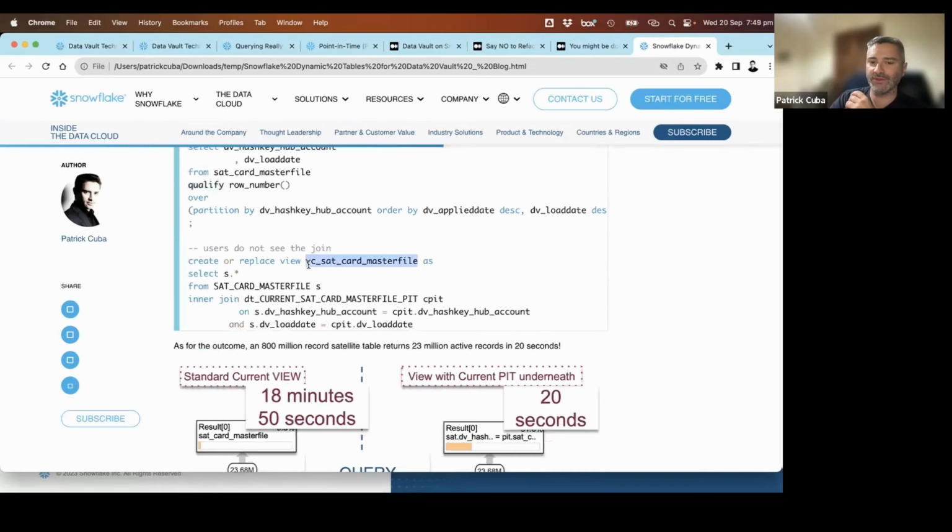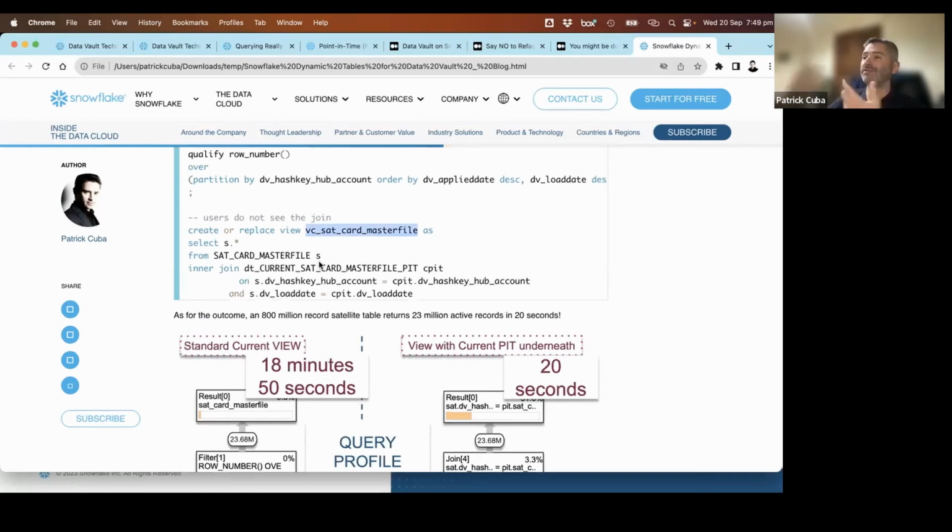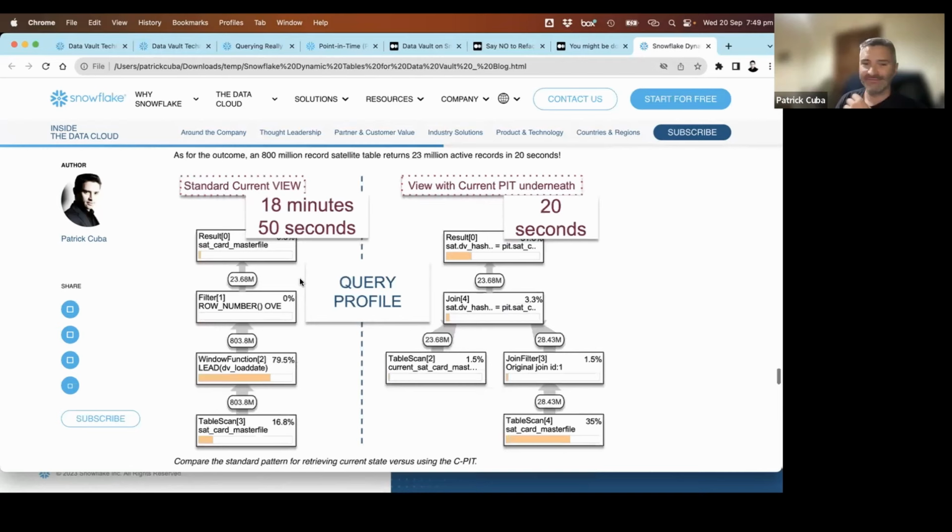And users of that satellite table view are oblivious to that join, but they get the benefits out of it, right? So without that join, 20 minutes. With the join, 40 seconds. I mean, night and day. It's just, you have to use it. Not necessarily dynamic tables, but however you do it.